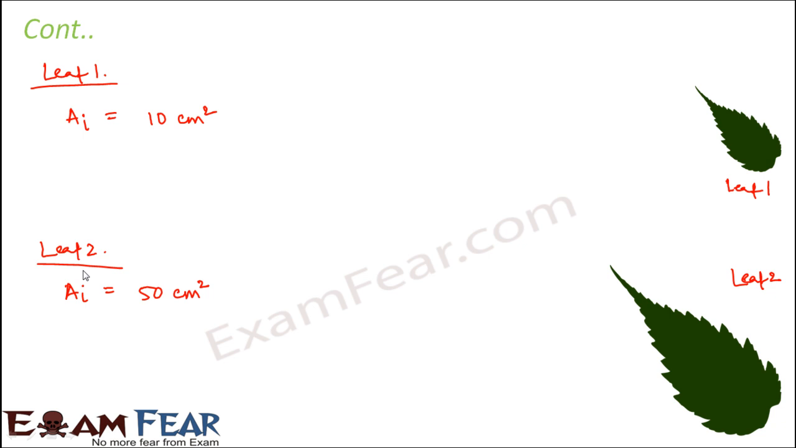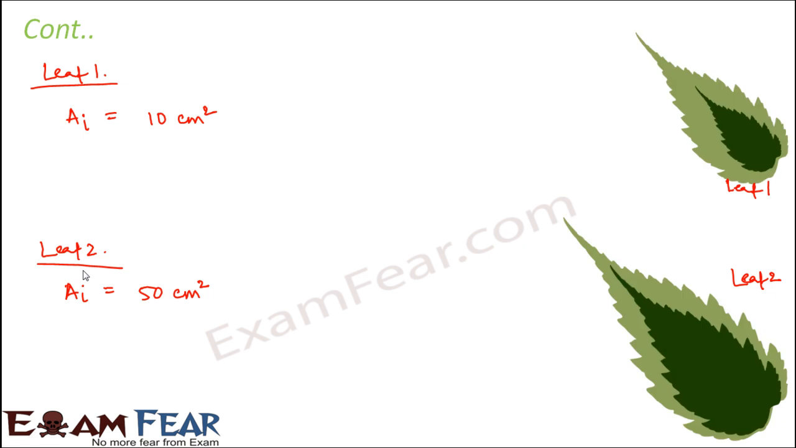Now let us suppose that over a period of time, both the leaves have grown and now leaf 1 has become this much big. The light green area actually shows how much it has increased. Leaf 2 has also increased in size. Now let us suppose the final area of leaf 1 is 20 centimeter square. Similarly, the final area of leaf 2 is 60 centimeter square.